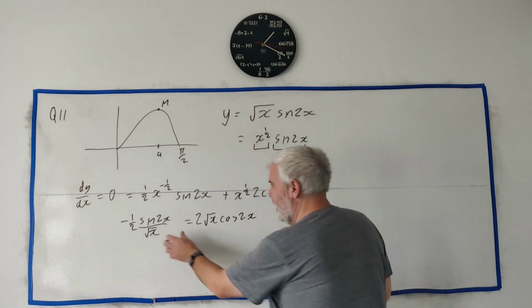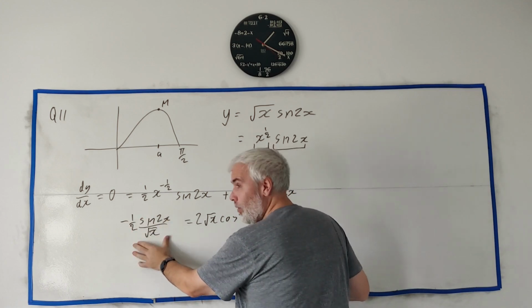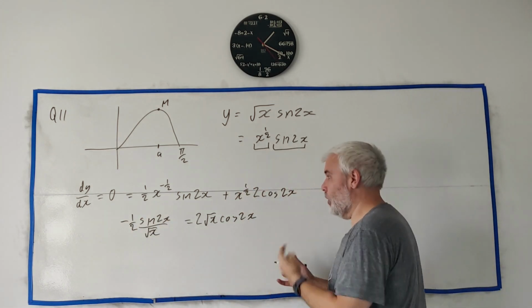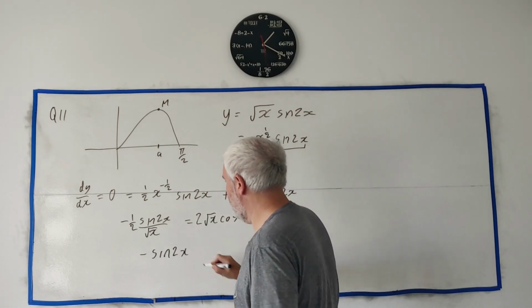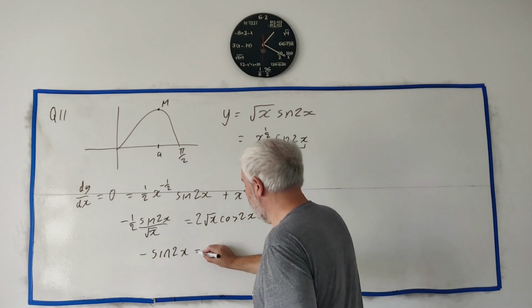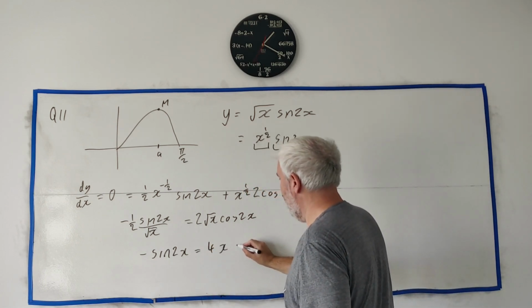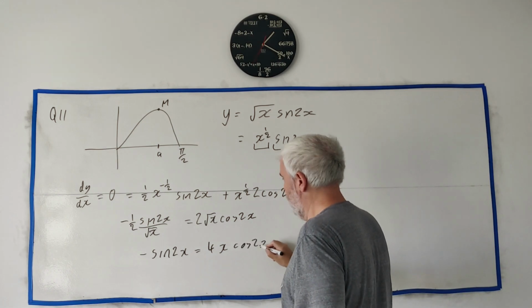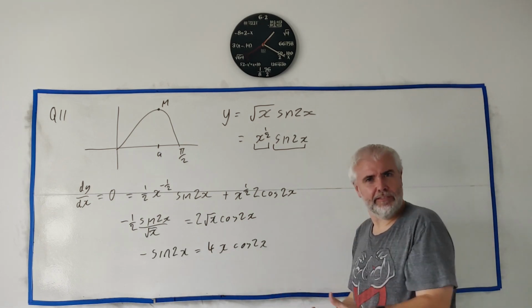Before that, I guess we could clean a lot of this up. There's a 2 and a square root of x on the bottom over here. Let's multiply both of them across. We'd just be left with a minus sine 2x on this side. This times 2 is 4. Square root of x by square root of x is x. And we leave cosine 2x there. We now have 4 times something. That's what we wanted.